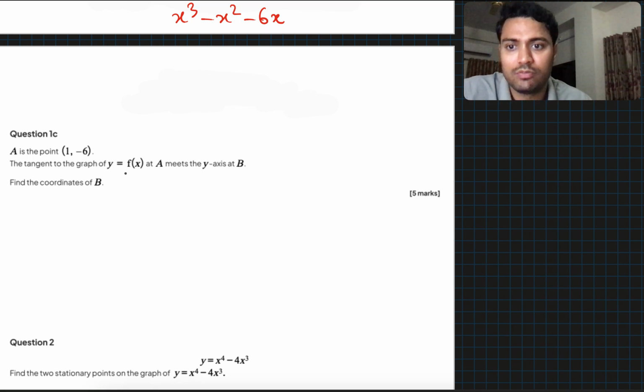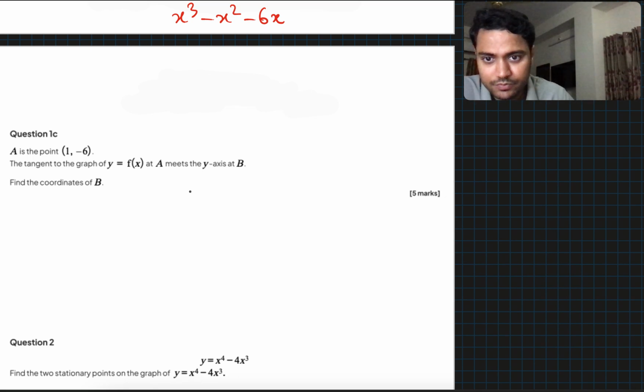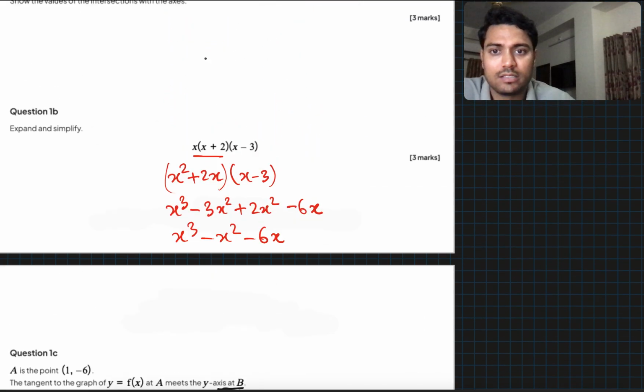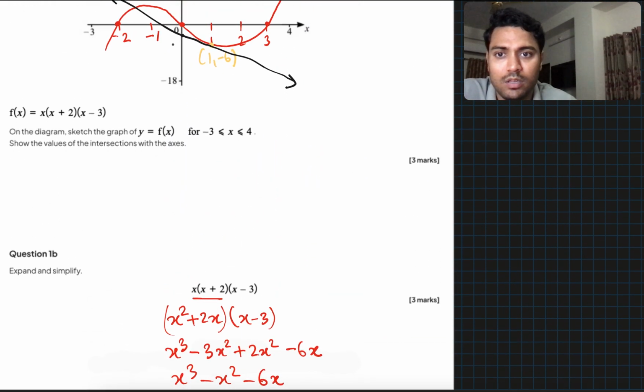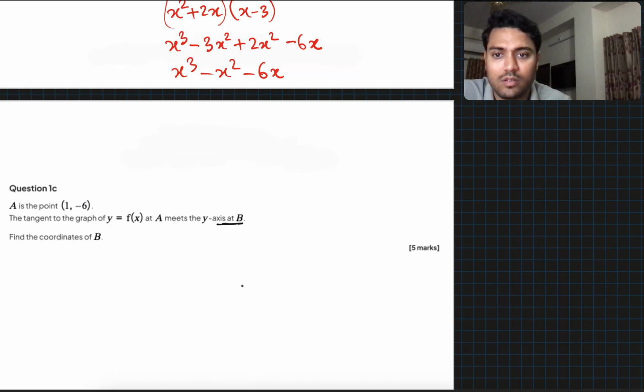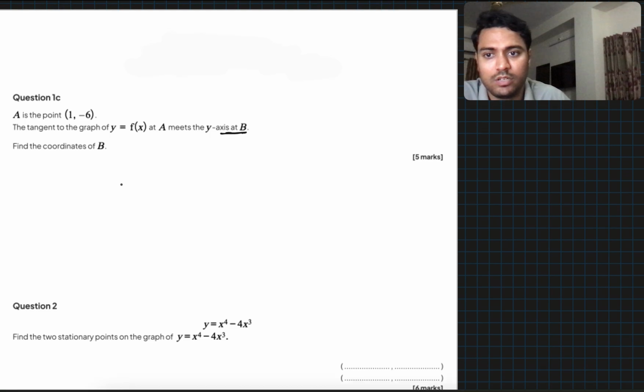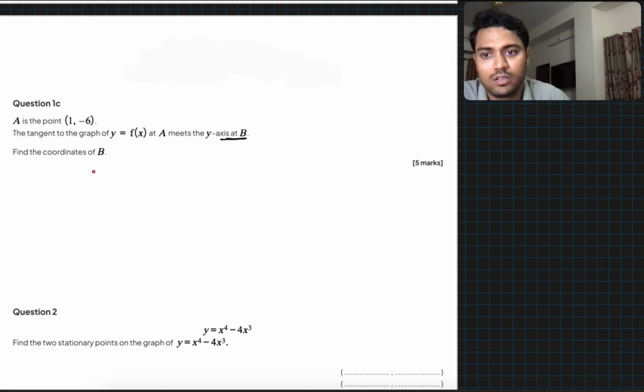So the tangent to the graph of y equals f of x, how do we find that? We have to find the tangent to the graph of y equals f of x at A, which meets the y-axis at B. So this point is B. At B, we know that the coordinate will be 0, y. So we have to find y. First, we have to find the equation of the tangent. So let's find dy by dx first.